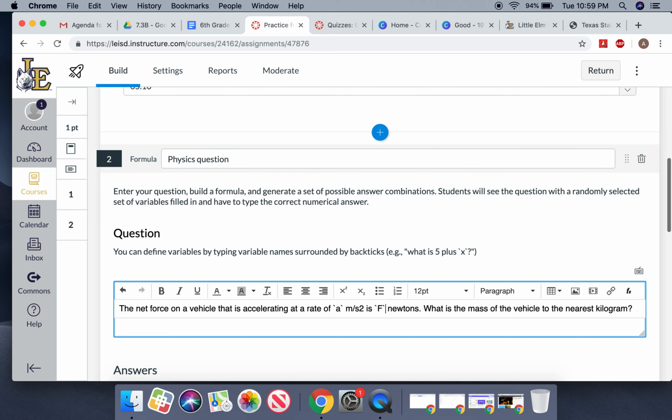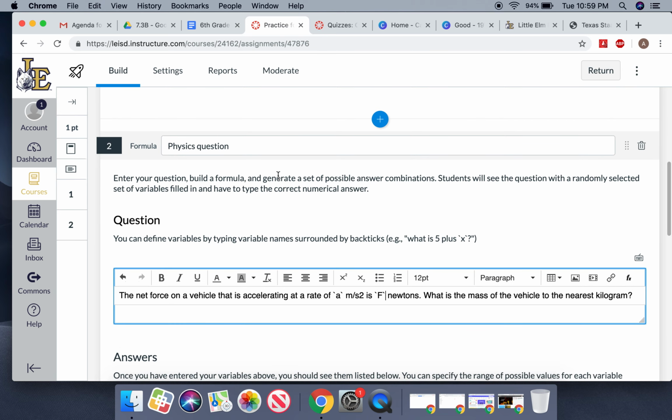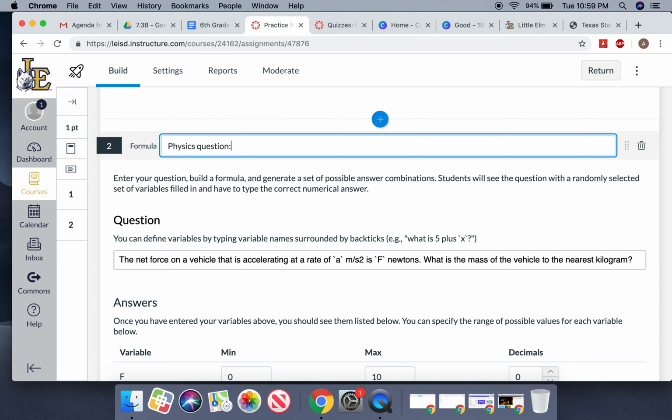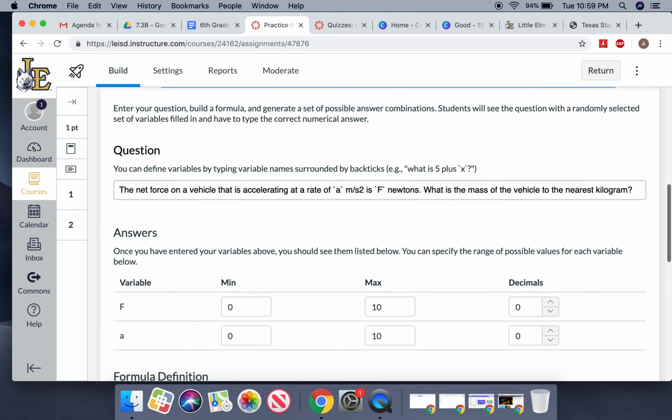What is the mass of the vehicle, since that's what we're looking for? Hopefully, I know some of us don't deal with physics, but this is simply force equals mass times acceleration, right? So let's make the force pretty large. That one's 1800, so we can make the force large. Let's say we want it between 1,000 and 3,000.